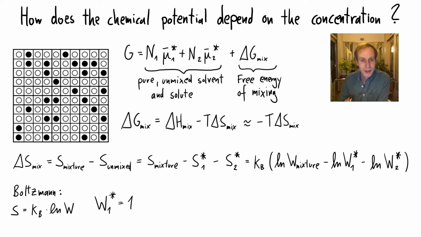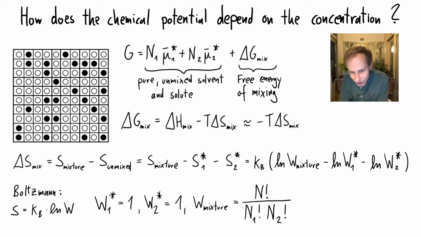Okay, so what is the multiplicity of the unmixed, the pure solvent? It's just 1, because there's only one way. There is no mixing possible. There's no different rearrangement possible. The multiplicity is simply 1. There's only one possible state that the pure component has. Same for the solute. It's also 1, right? So taking the logarithm of 1 is 0. Nice, right? So those two terms will be 0, and we will only have the natural logarithm of the multiplicity of the mixture.